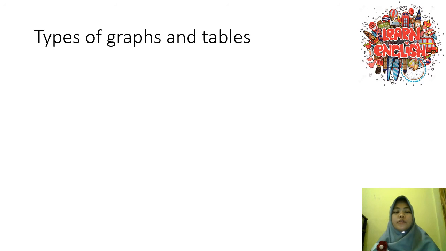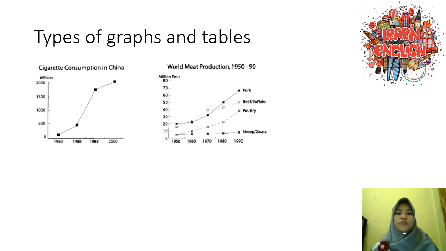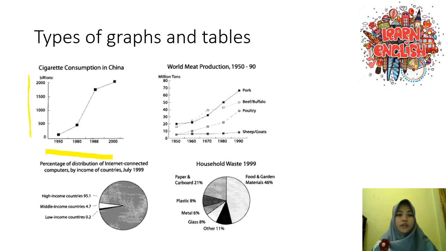Here I present you some types of graphs and tables. This one is a line graph in which you have horizontal and vertical axes and it gives you the detail about what the graph is about. Next, you have a pie chart. Usually for the pie chart, you will have the percentage. The percentage of something. It's based on what kind of data is presented.